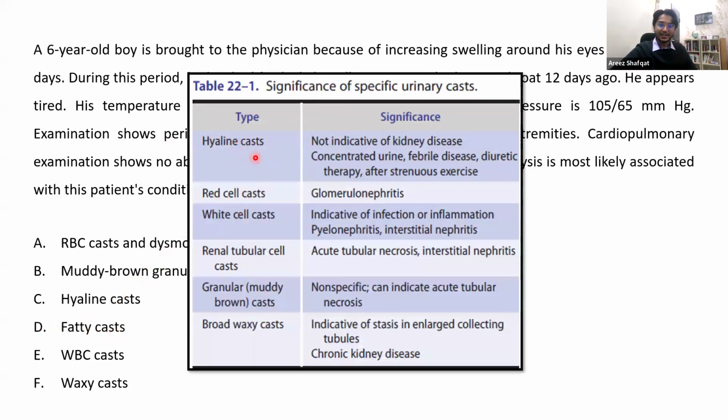So just to recap, hyaline casts are something seen after exercise or dehydration. Red cell casts are seen in nephritic syndromes. White cell casts are seen in infections or inflammation or allergies, right? So pyelonephritis, which is infection of the kidney, you would see white cell casts, and interstitial nephritis, which is usually an allergic reaction to a drug. It usually causes white cell casts and eosinophils in urine, okay? Tubular cell casts are seen in acute tubular necrosis. This is important. Muddy brown granular casts are seen in acute tubular necrosis, which is a form of acute kidney injury. And waxy casts are seen in end-stage kidney disease.